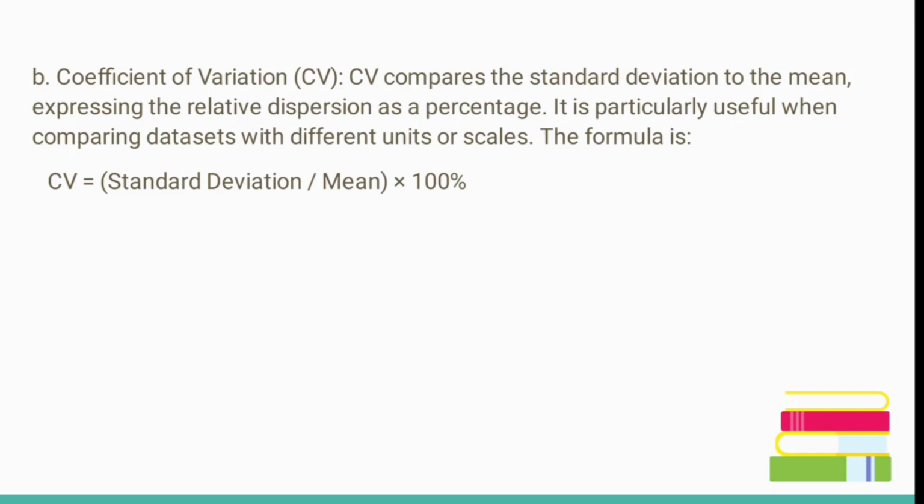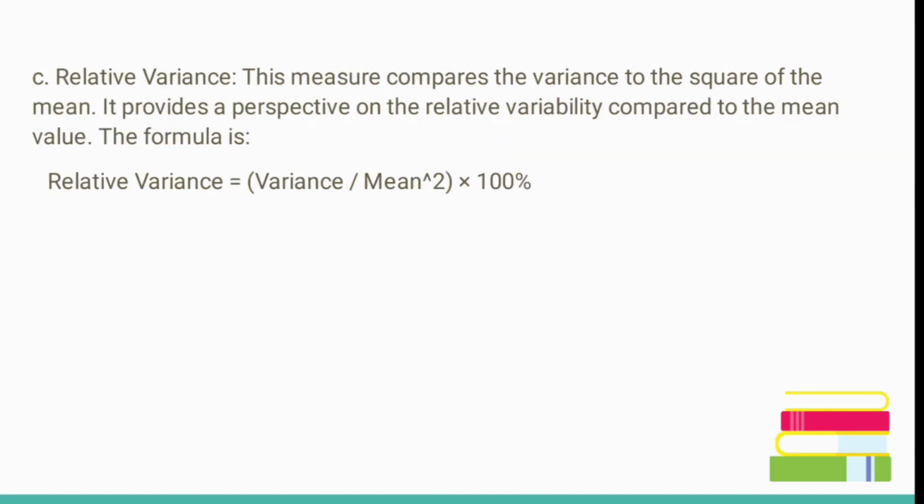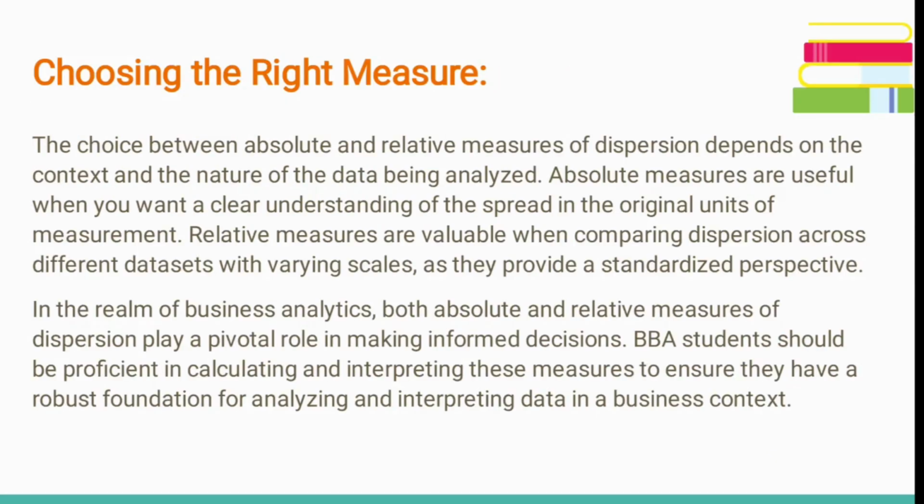The coefficient of variation compares the standard deviation to the mean, expressing the relative dispersion as a percentage. It is particularly useful when comparing data sets with different units or scales. The formula is standard deviation divided by mean, multiplied by 100 percent. The relative variance measure compares the variance to the square of the mean. It provides a perspective on the relative variability compared to the mean. The formula for relative variance.